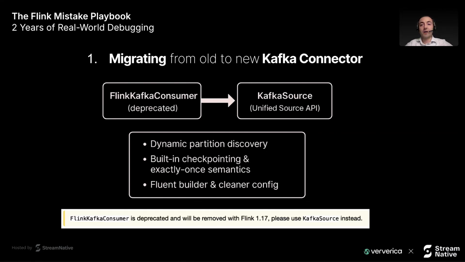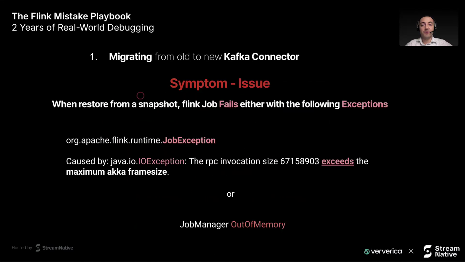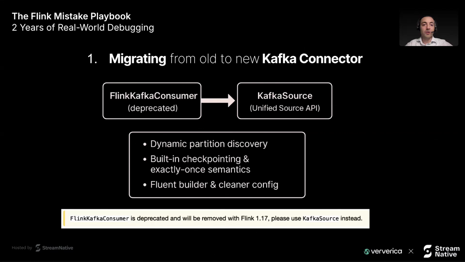The first issue is migrating Flink from the old to the new Kafka connector. Our old Kafka connector is Flink Kafka Consumer, and the new one is the Kafka source, of course. So our clients are mostly moving their use cases from the old Flink Kafka Consumer to the new API, Kafka source. This new API gives us some capabilities, including dynamic partition discovery, built-in checkpointing, exactly-once semantics, and of course it has a fluent builder, clean config.